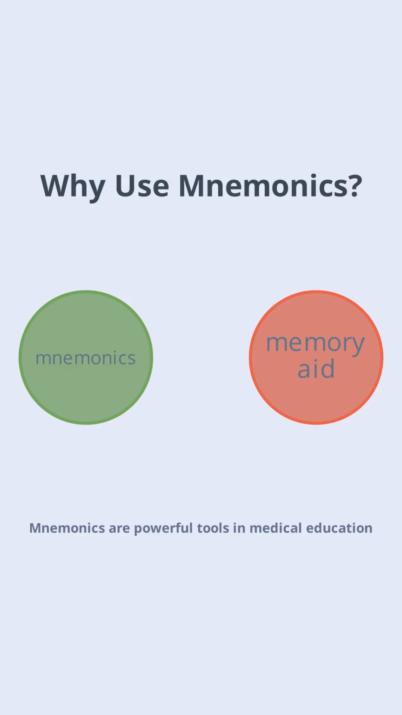Mnemonics are powerful tools in medical education. They help break down complex lists into manageable chunks, making it easier to remember and apply information. For adrenergic drugs, mnemonics not only save time but also reduce stress during revision. By associating drug names with catchy phrases or acronyms, you create strong mental links that last. This technique is especially useful when you need to recall information quickly in high-pressure situations.